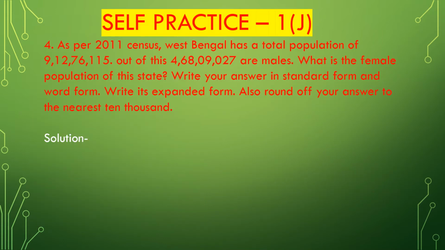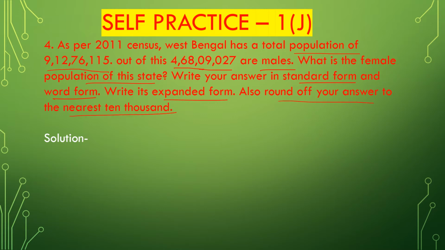Question number 4. As per 2011 census, West Bengal has a total population of 9,12,76,115. Out of this population 4,68,09,027 are males. What is the female population of this state? Write your answer in standard form and word form. Write its expanded form. Also round off your answer to the nearest 10,000.